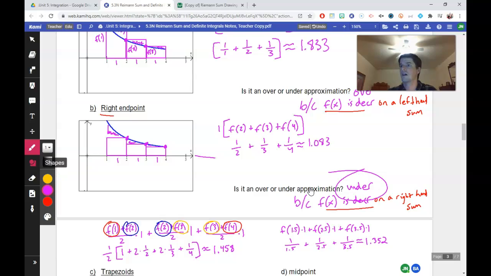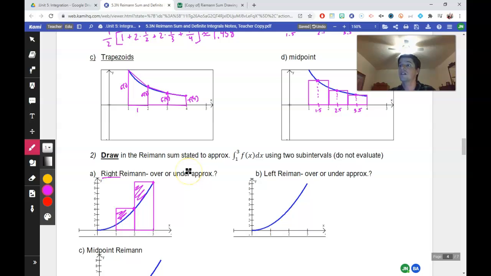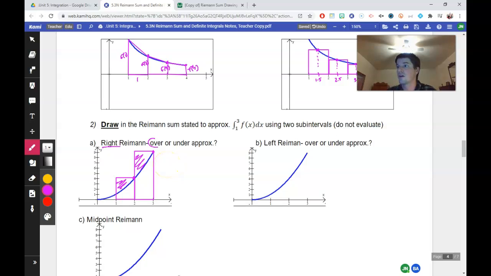That's strange. It won't let me erase this. The reason why the right endpoint before was the under approximation is because the function was decreasing. Now that it's increasing, the right Riemann sum is an over approximation, right? Which just makes sense there. So we have an over approximation, as we can see very quickly there.